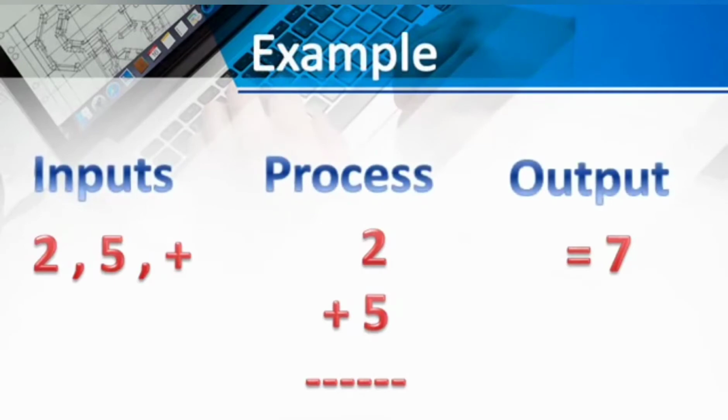For example, for finding the sum of two numbers 2 and 5, we can give the input like this: 2, 5 and a plus symbol. The process is 2 plus 5 and the output is 7.